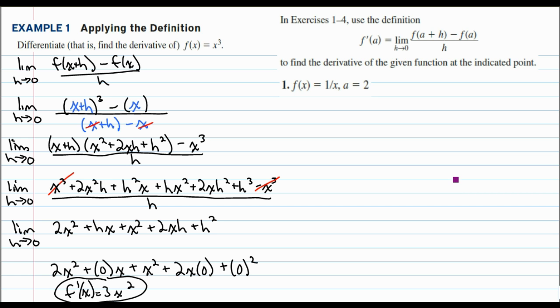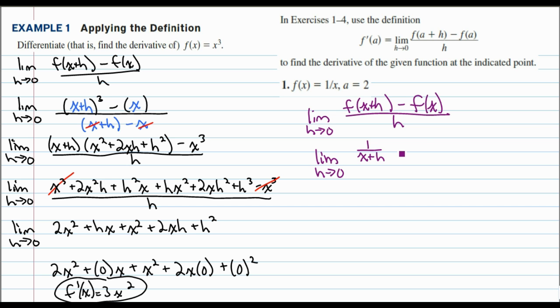Now try problem number 1 says use the definition, so the definition of a derivative, to find the derivative of the given function at the indicated point. Now we've looked at this a lot, but we're going to do it again. I need the limit as h approaches 0 of f of x plus h minus f of x, this is definitely something that has to be memorized, all over h. So I'm going to write my limit again because I haven't used it yet. F of x plus h in this case is going to be 1 over x plus h. And then f of x is just 1 over x, all over h.